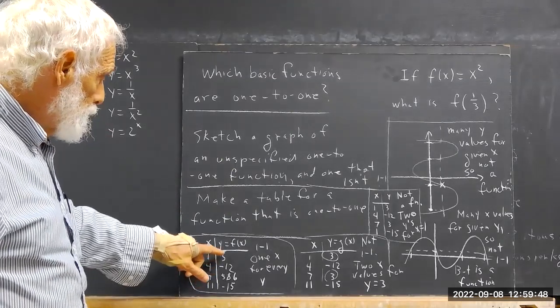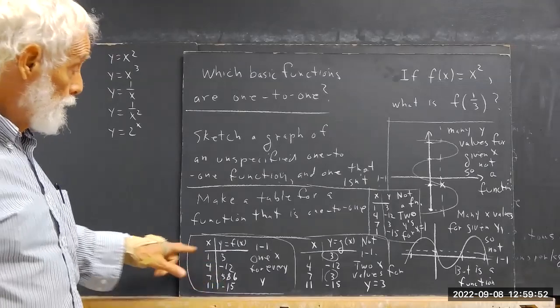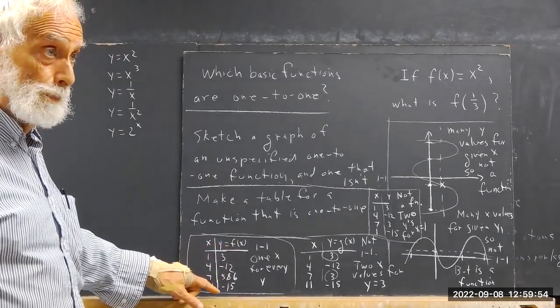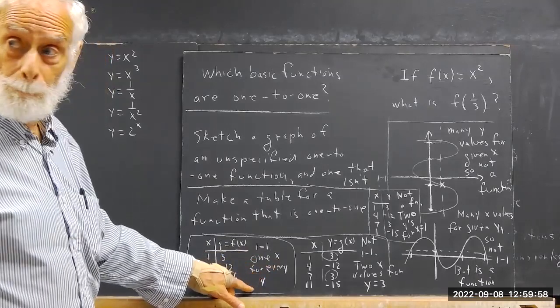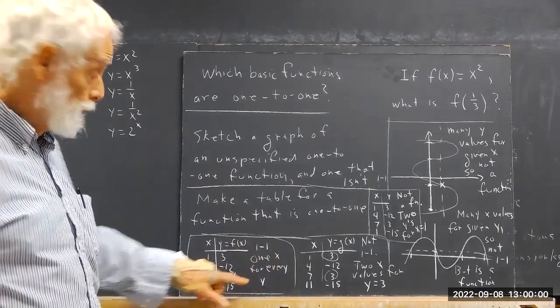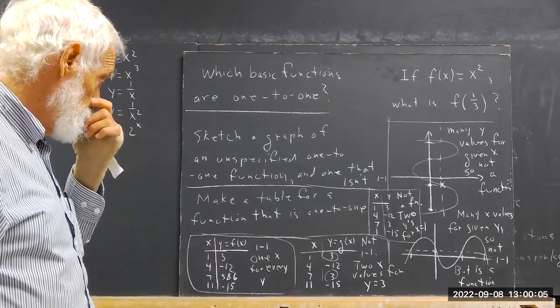But none of the Y values are the same. So every X has its own Y value. It's 1 to 1. There's 1 X for every Y. And I think I just said something backward. There's just 1 X for every Y value. There's only 1 X.